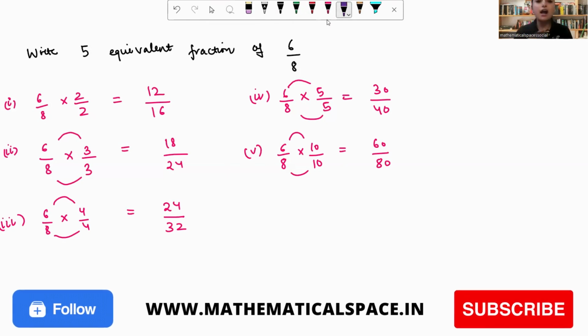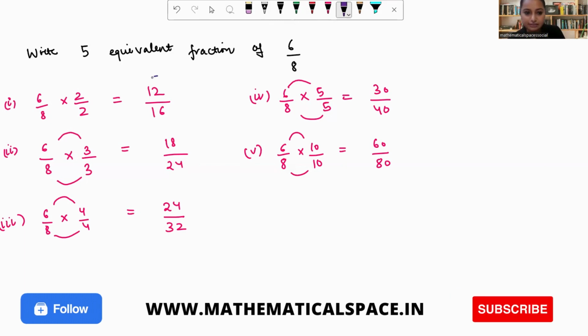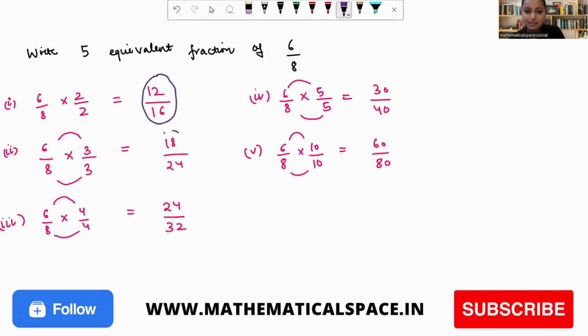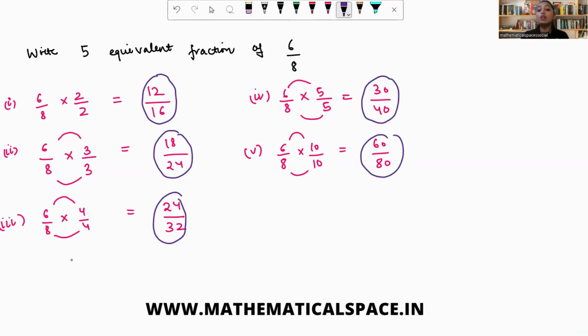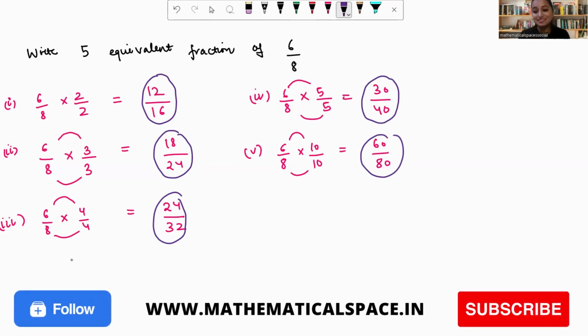How are you feeling? I'm feeling so happy and so easy it is. So, I'm circling them. 12 by 16, 18 by 24, 24 by 32, 30 by 40, and 60 by 80. All these fractions are equal to 6 by 8. So I hope this concept is clear to everyone.